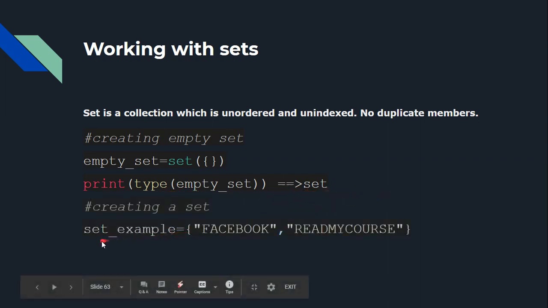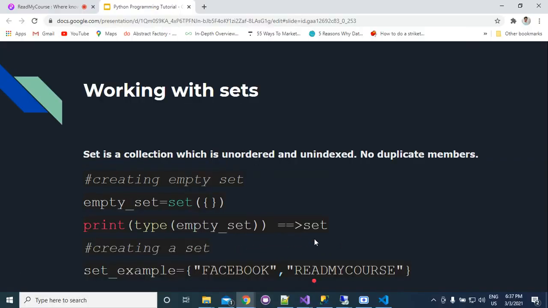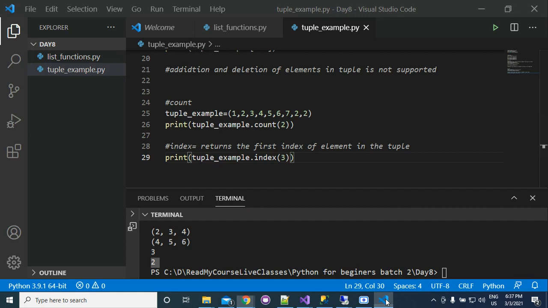Now, creating a set. Suppose you want to create a set where you want to store company names like Facebook, Read My Course. This is how you can create a set. Firstly, you write curly braces, and inside the curly braces, you write the elements. So this is the example of creating sets.